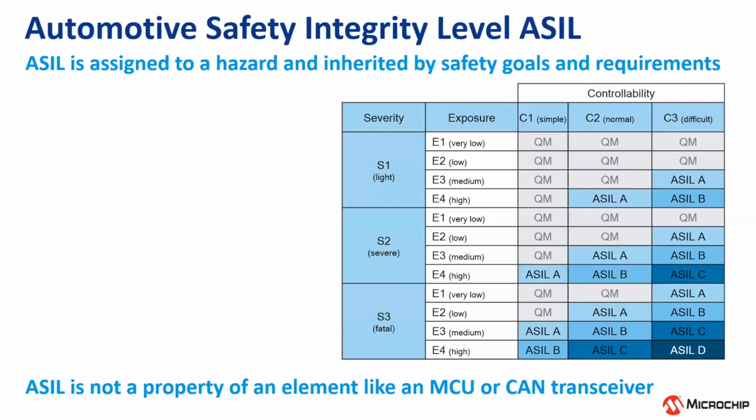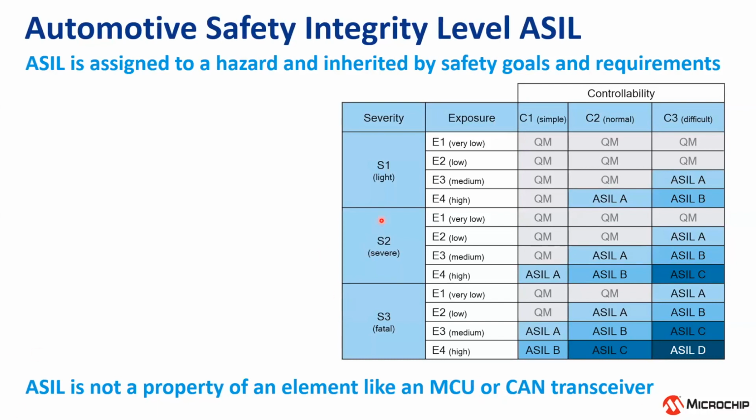So what is a safety integrity level? This is ISO 26262. I pulled this chart right from ISO 26262, which is the safety standard for road vehicles. The safety integrity level is determined by three factors: the severity, the controllability, and the exposure.